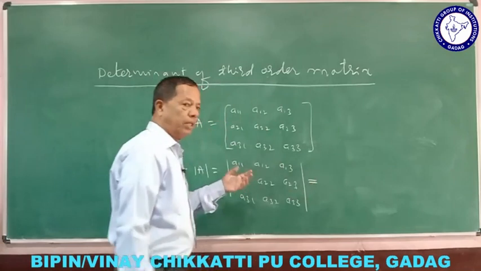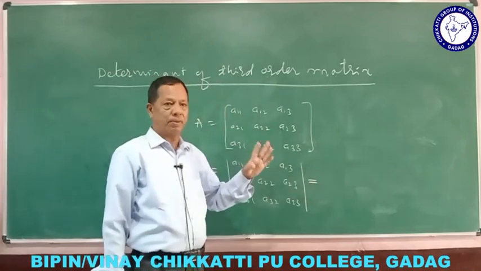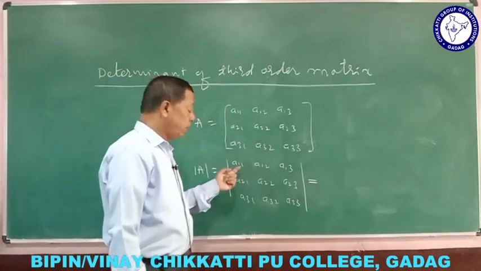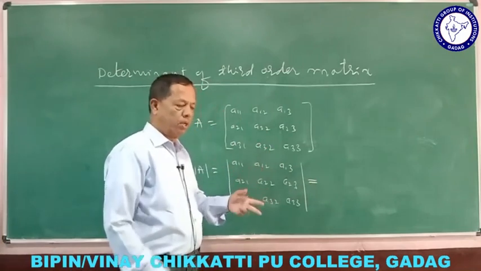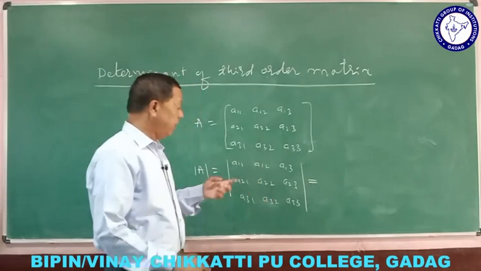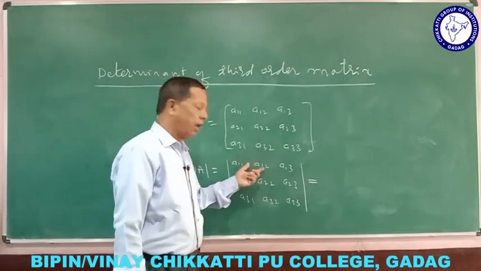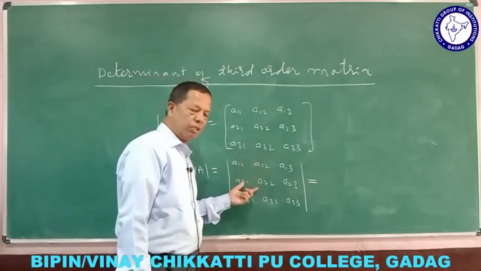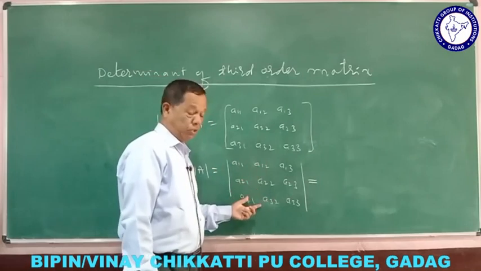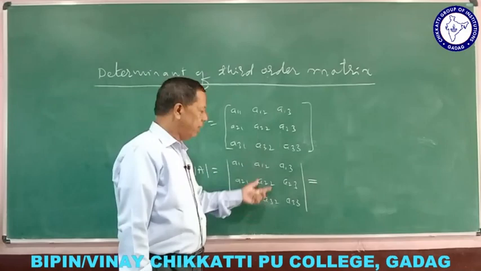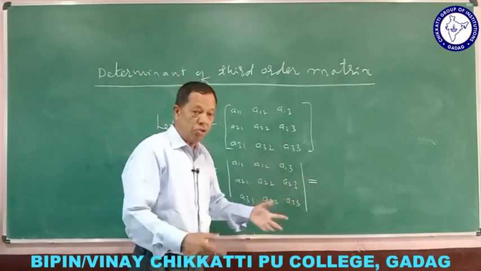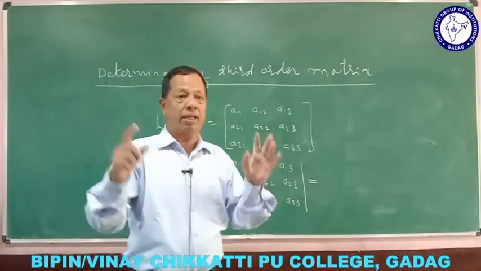Now, how to expand? Look here. Practically speaking, there are 6 ways. Why 6? How many rows are there? 3 rows. How many columns are there? 3 columns. So 3 plus 3, 6. Means this can be expanded along the first row, the second row, the third row. Similarly, along the first column, the second column, the third column. So which is to be taken? Out of 6, any one can be taken.